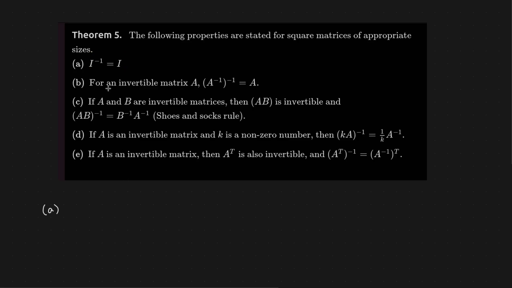So our first is that the inverse of the identity matrix is just the identity matrix. Now, to prove this, and in fact to prove all of these, we are going to use the definition of what it means to be an inverse. Two matrices A and B are inverses if when I multiply them in either direction, I just get the identity matrix back. If this happens, then my matrices are inverses.